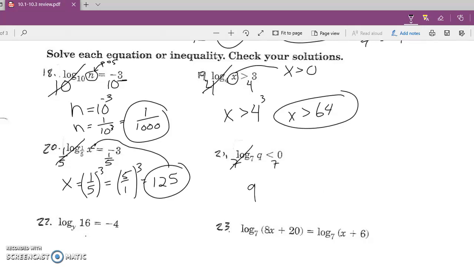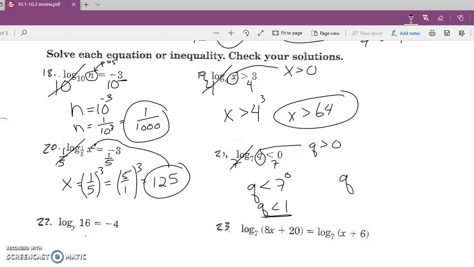The next one, you can put a 7 in. These would cancel and you would get Q is less than 7 to the 0 power. Remember, 0 power is really just 1. So Q is less than 1, but remember, Q has to be greater than 0 by definition. So on this one, you do have to be careful.